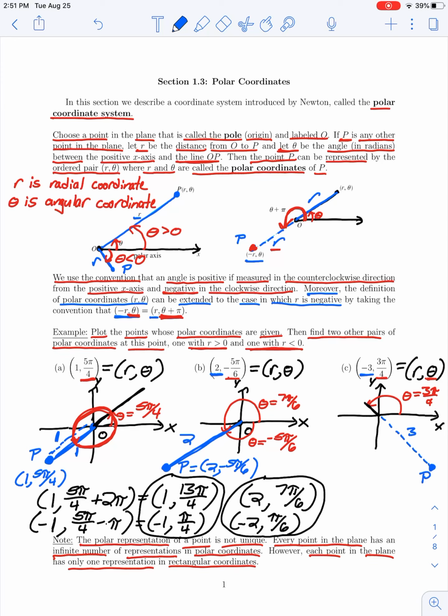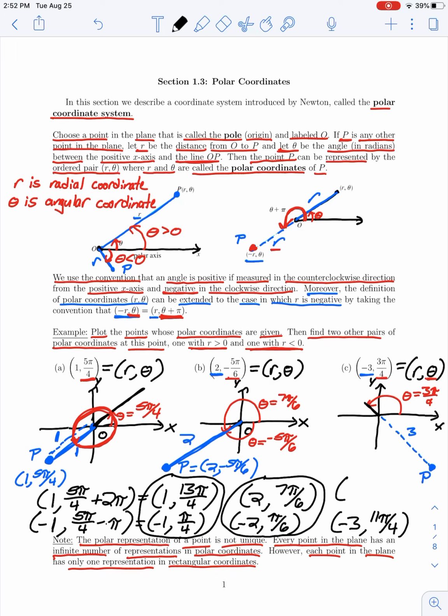So this would be our point that's given. Now, other ways to represent that same point, well, if we stick with a negative r value, let's say negative 3, I could either add or subtract some multiple of 2 pi to the angle measure that we were given. So maybe if I add 2 pi to 3 pi over 4, I would have 11 pi over 4.